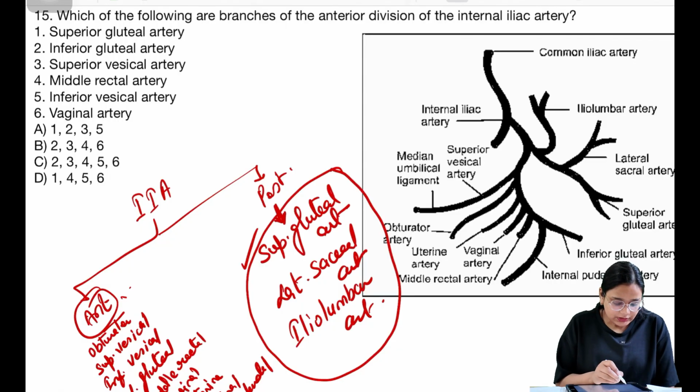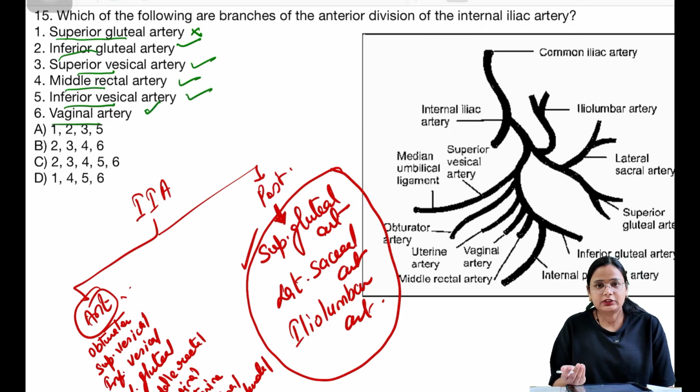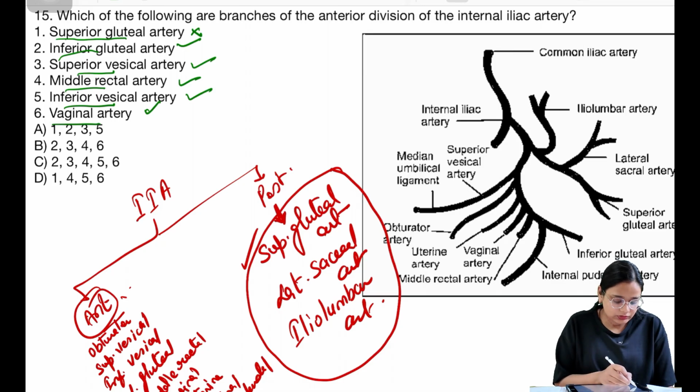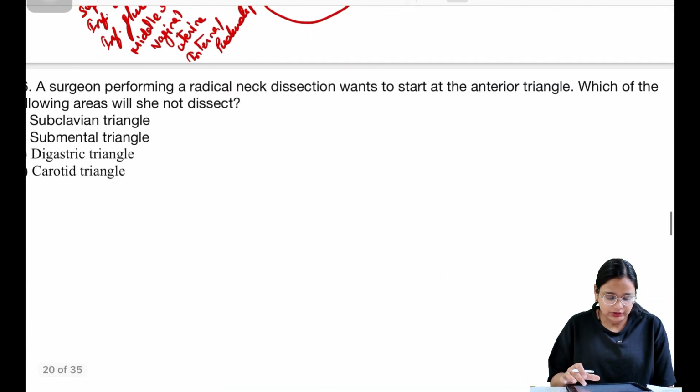So here we are checking. Superior gluteal, not a branch. Inferior gluteal, yes. Superior vesical, yes. Middle rectal, yes. Inferior vesical, yes. Vaginal, yes. So only the first is not a branch of the anterior division of the internal iliac artery, the rest are also correct, so the answer will be C. Here also I have shown the diagram, you can check.